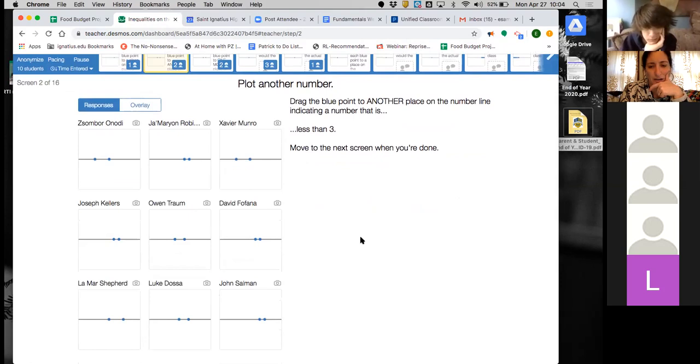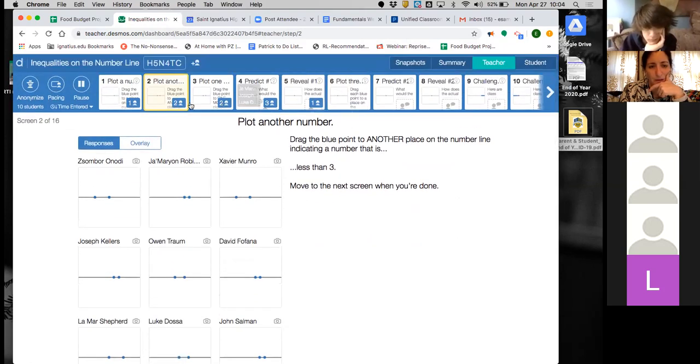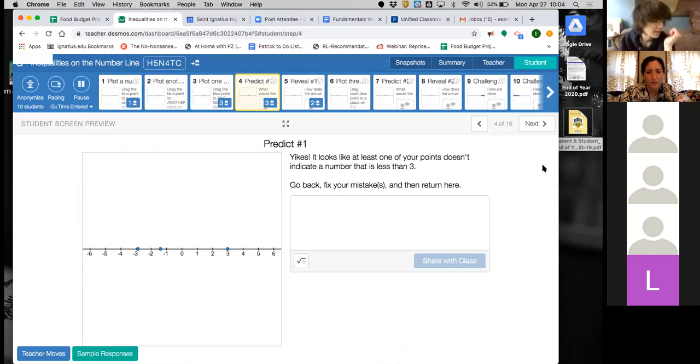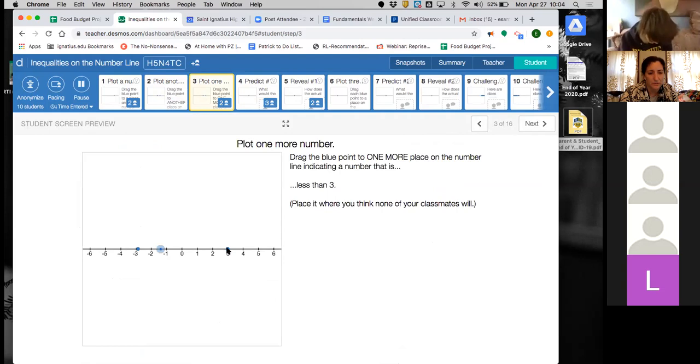All right, and then you're going to drag it to a second spot. And when you're done there, you're going to move on to the next screen. So you're just taking that blue dot and moving it to somewhere less than 3. And then you'll do it one more time. Oop, I didn't do one of my dots.